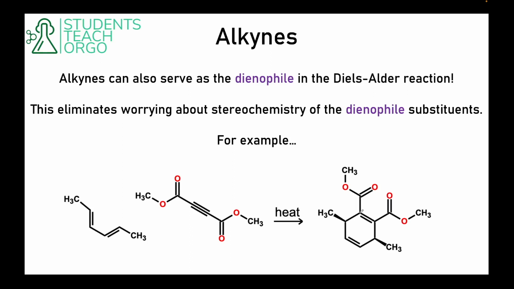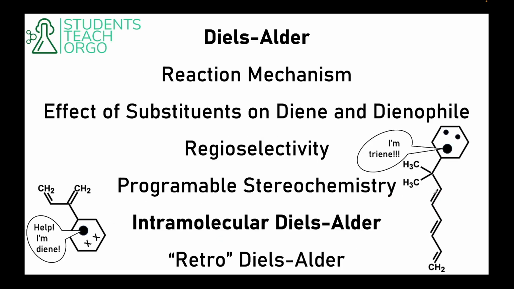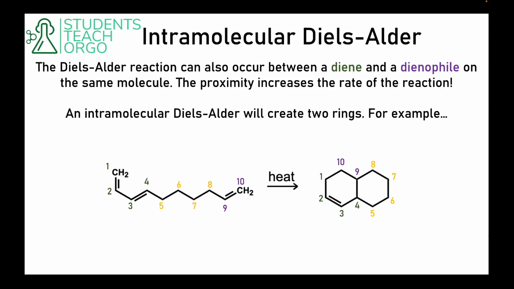What is nice about alkynes being dienophiles is that now you don't have to worry, because there's no stereochemistry here and here. You just have to pay attention to whether this substituent and this substituent are both in the trans position or both in the cis position. But it works very, very similarly. All right, only two more sections to talk about here.